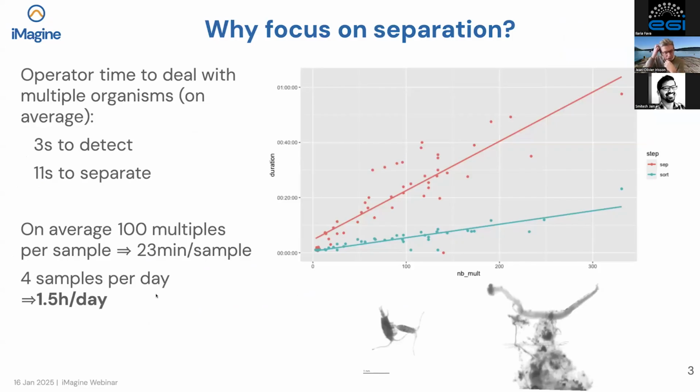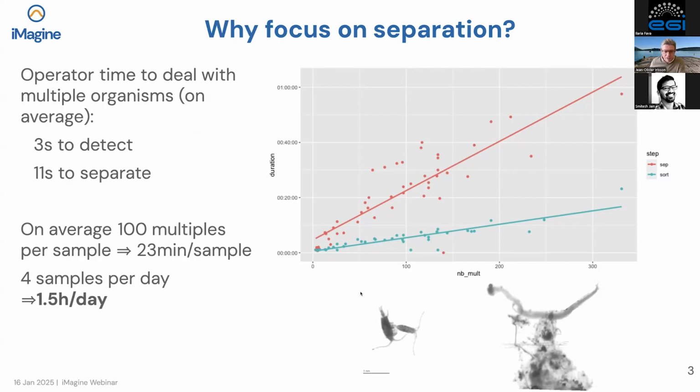So why did we focus on this step of separation? Well, we did some timing. And over an average of many scans, what we see is that per vignette, per image of multiple organisms, it takes about 3 seconds per image to detect it. You go through all the images and you sort them, and about 11 seconds to draw the lines. Of course, some images take much longer, others take a shorter time, but that's an average.